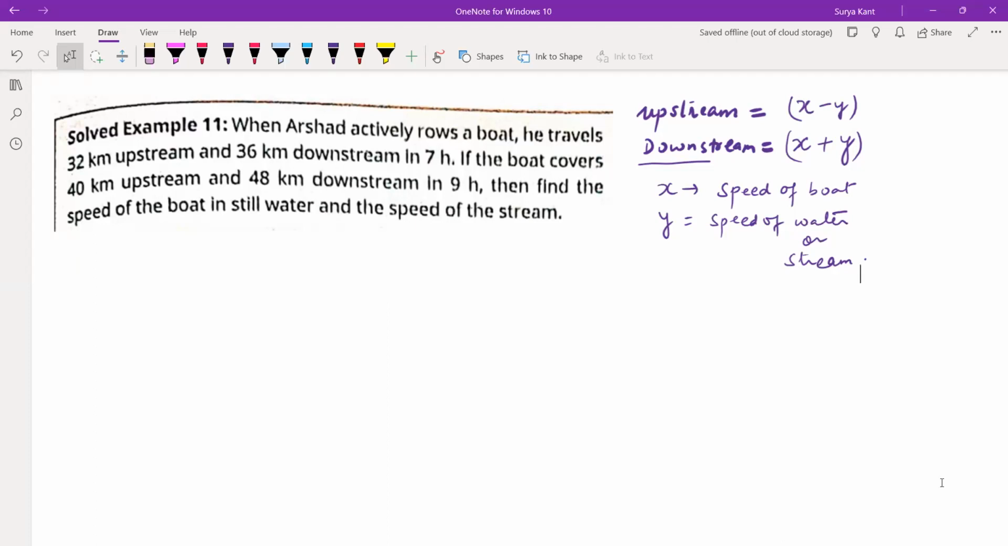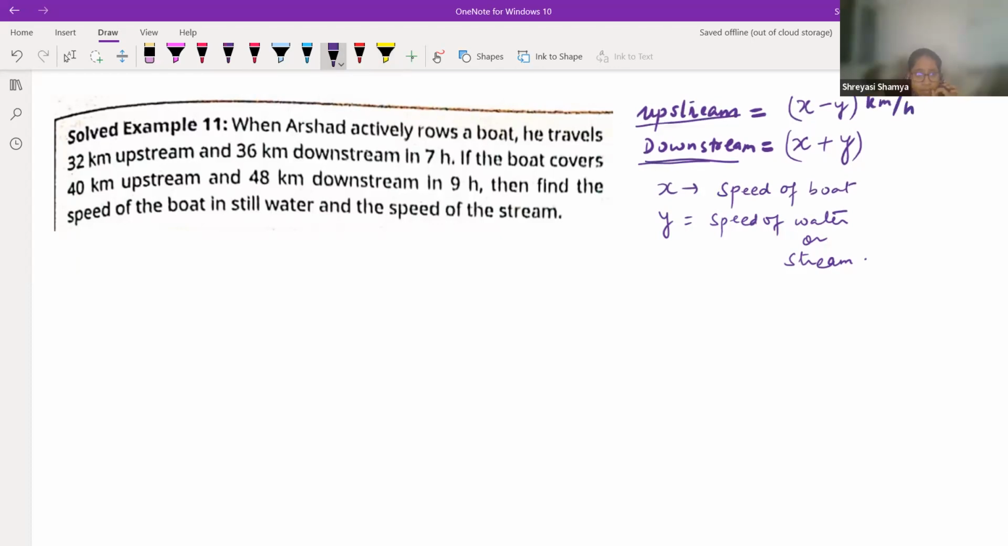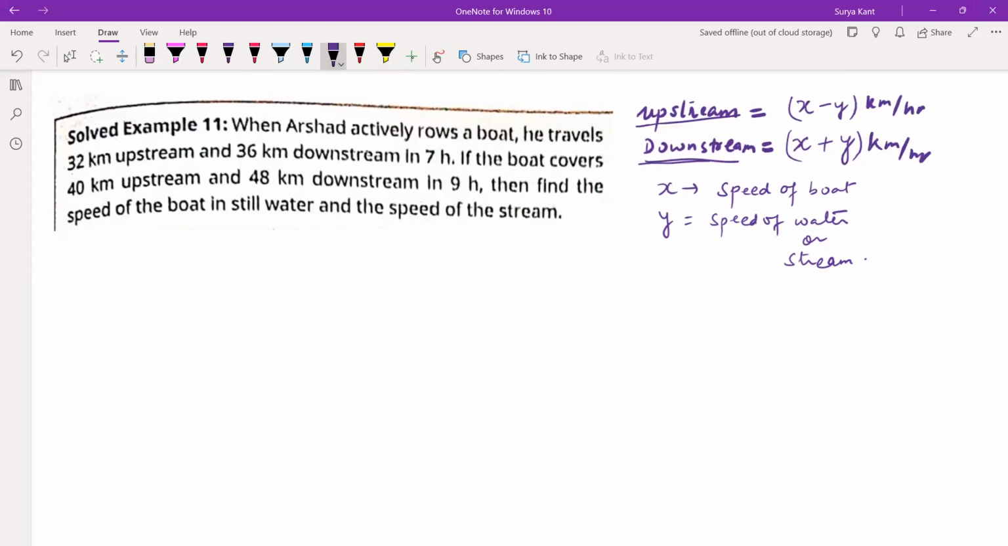So what happens here? Upstream and downstream. Anyone having doubt here? I'll just tell once again. Upstream is nothing but you are rowing the boat against the water, and downstream is favoring the water. So anyone having doubt in this, tell me. Reni, what I told right now, explain once. If you go against the stream's flow, then it's x minus y, and if you go towards the stream's flow, then it's x plus y.